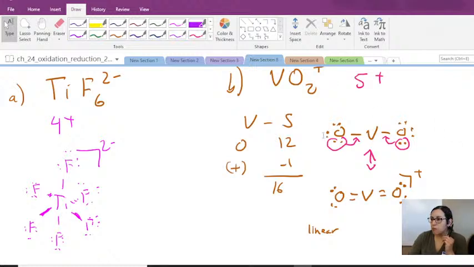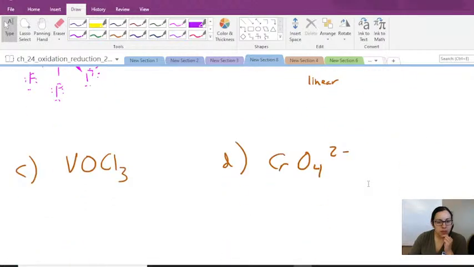Excellent. So remember, play with your structures. Don't be scared to draw stuff. Play with it. All right, let's try these last two. So I'll give you all another minute or so. Find the oxidation state and then practice drawing your structures out.